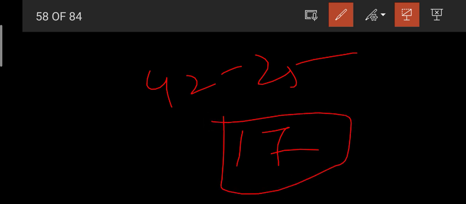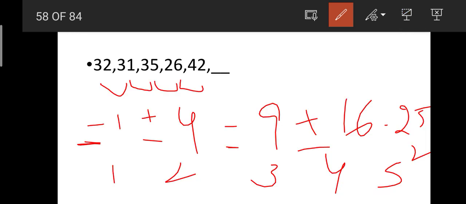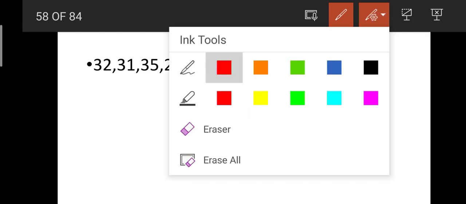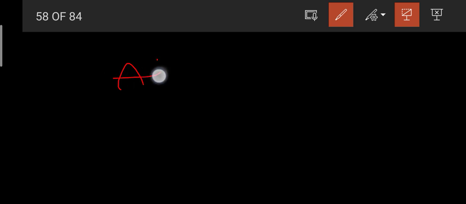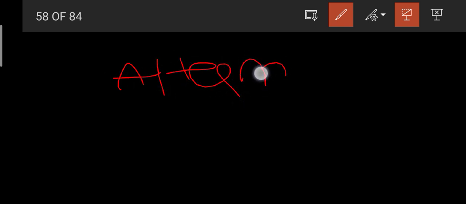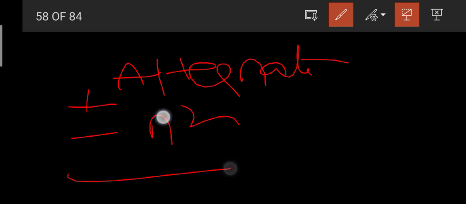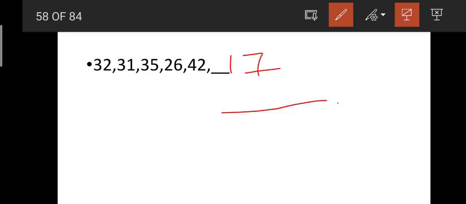I hope you understood this question also. In this question our answer is 17. Okay, it is nothing but the alternate series of addition or subtraction of n square, where n is a natural number. Okay friends, and now we'll move to our next question. This is very simple.